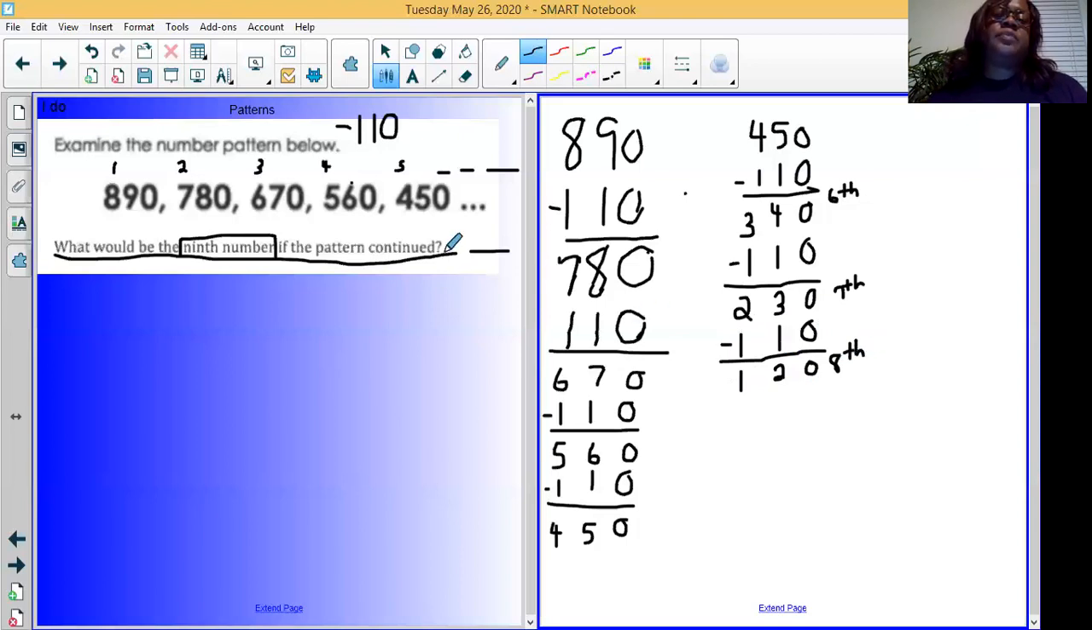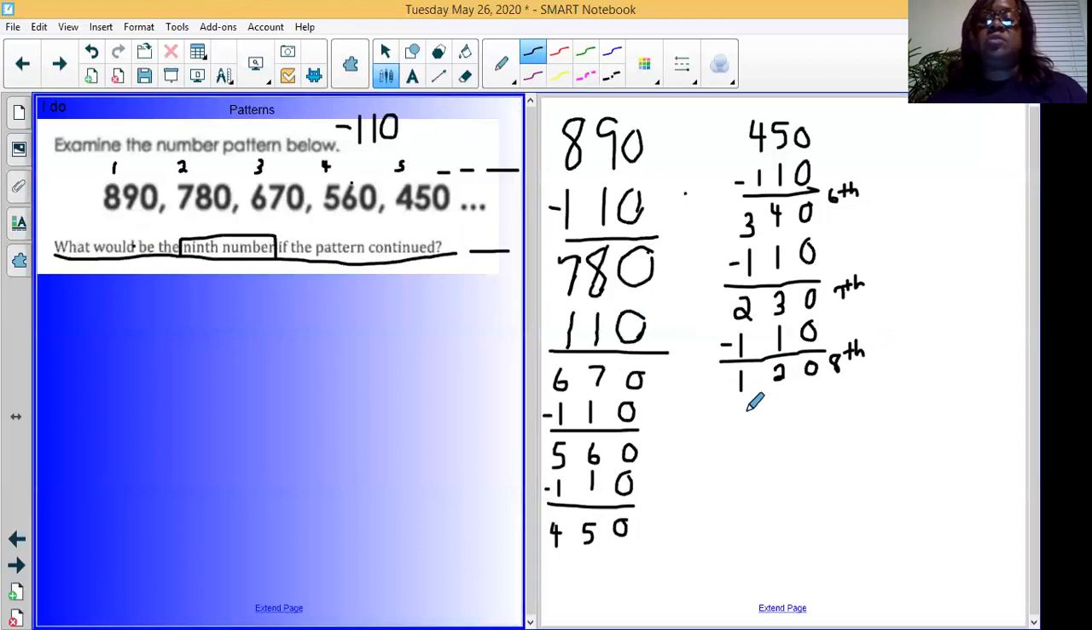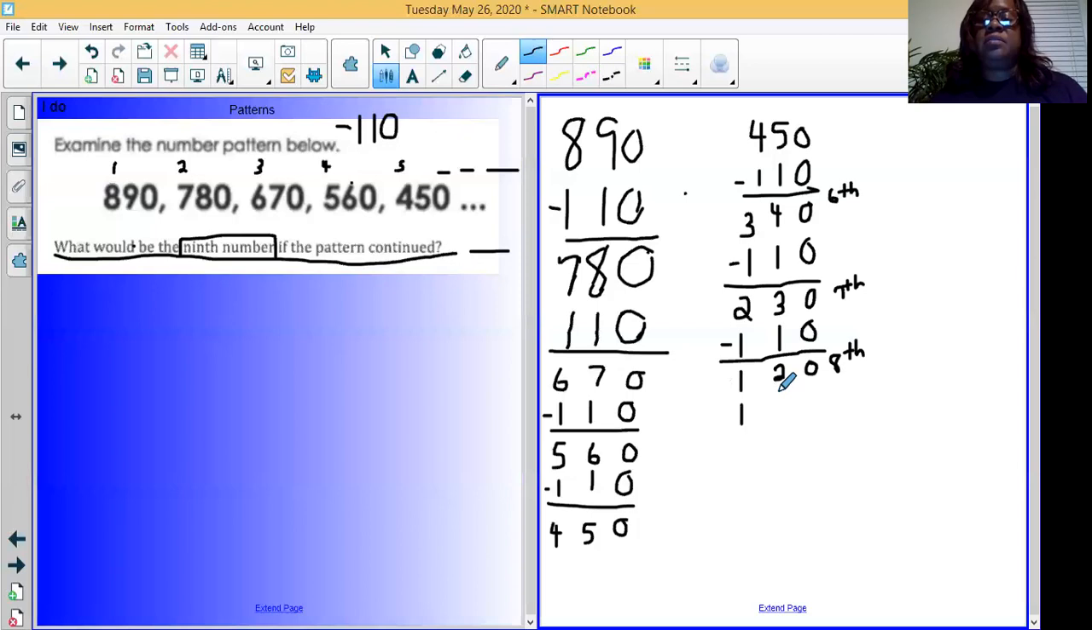Okay. So again, what would be the ninth number? So we need to subtract one more time, 110, and this is going to be our answer right here. So whatever we get when we subtract this time will be our answer. It would be the ninth number.